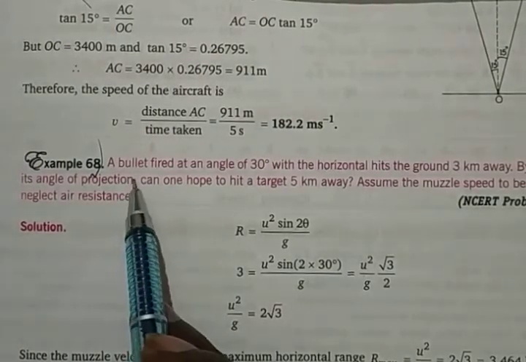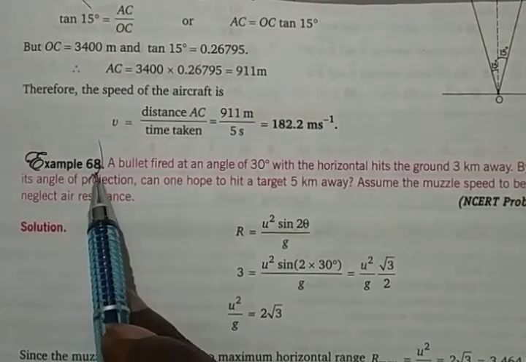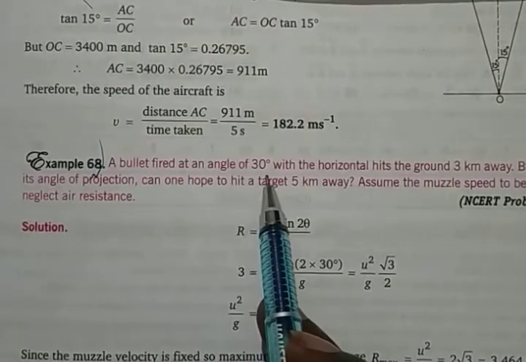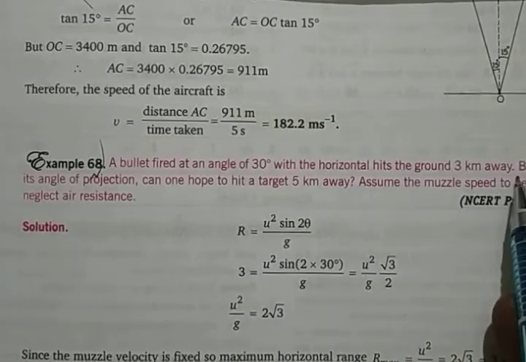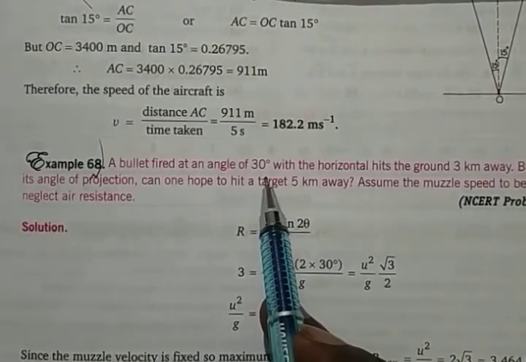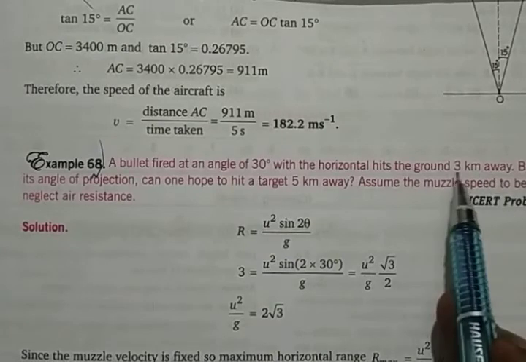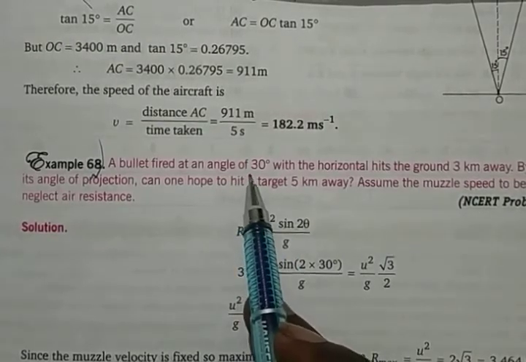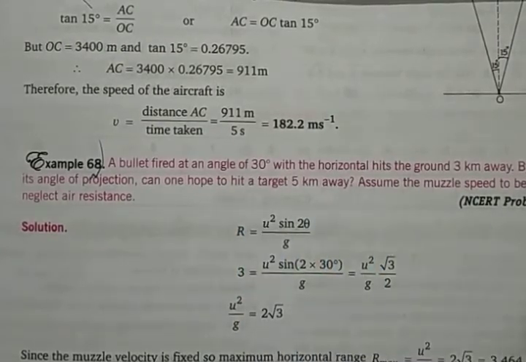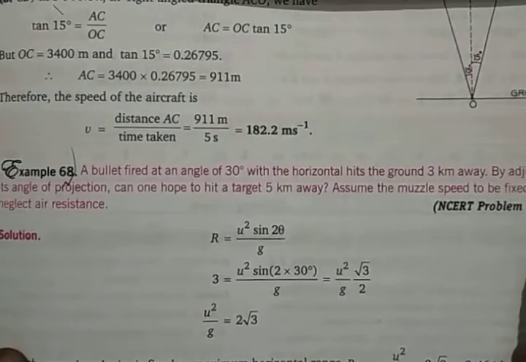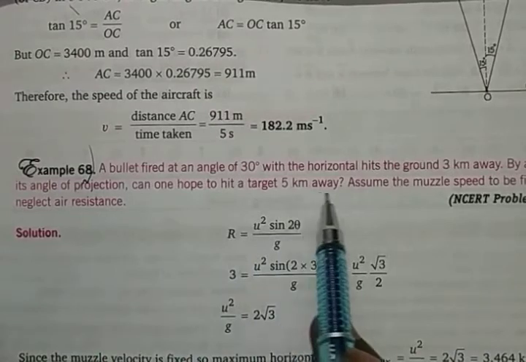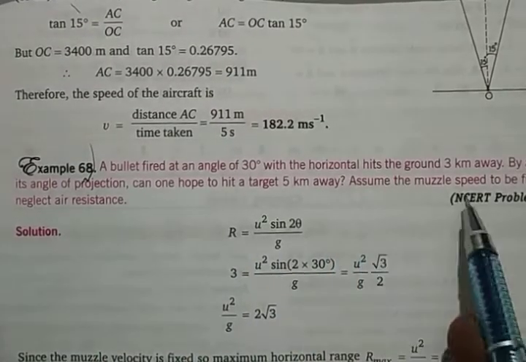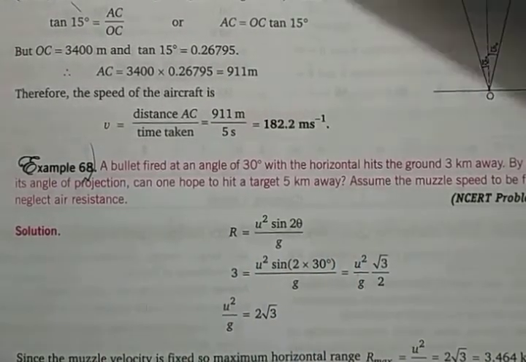A bullet fired, question number 68. A bullet fired at an angle of 30 degrees with the horizontal hits the ground 3 kilometers away. What is given here? The range is given, and the angle is given. By adjusting the angle of projection, can one hope to target 5 kilometers away? So is it possible to hit 5 kilometers away?